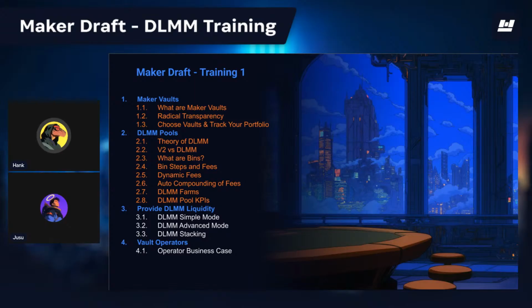This was the theoretical part of the DLMM training. We went through bins, how they work, the fees, the farms, dynamic fees, how this all comes together. And I would say, let's deploy some strategies. What do you say, Yusso? Let's do it. Let's do it.